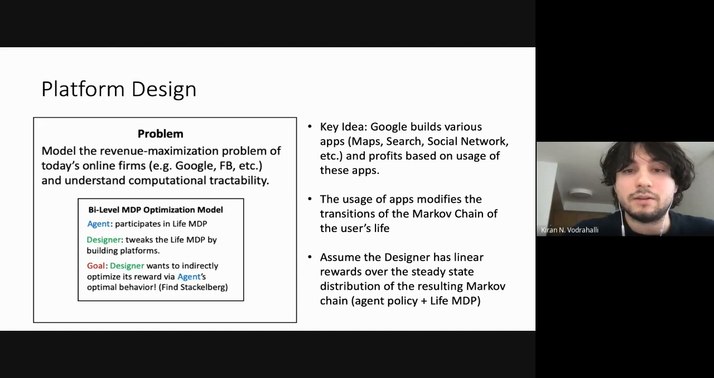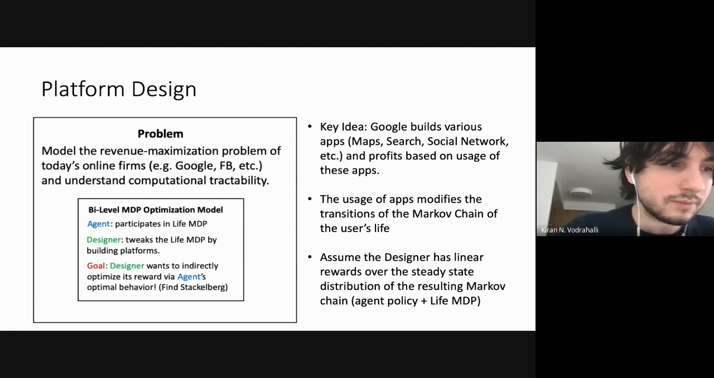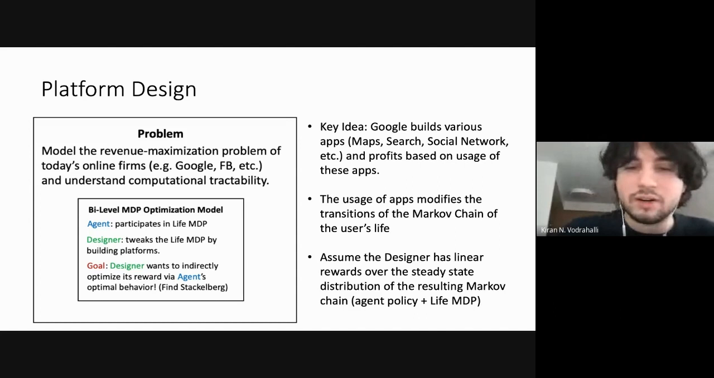And so what the designer wants to do is, in a constrained way, choose what this Markov decision process is to maximize their own rewards. So we're going to assume the designer has some linear rewards function over the steady state distribution of the agent's Markov chain. The agent, we'll assume, is going to solve the MDP. This is going to induce a steady state distribution, essentially, right? What's the percent of time the agent is spending in each platform? And then the designer is going to have some linear reward function over this steady state distribution. And the designer wants to maximize their reward.